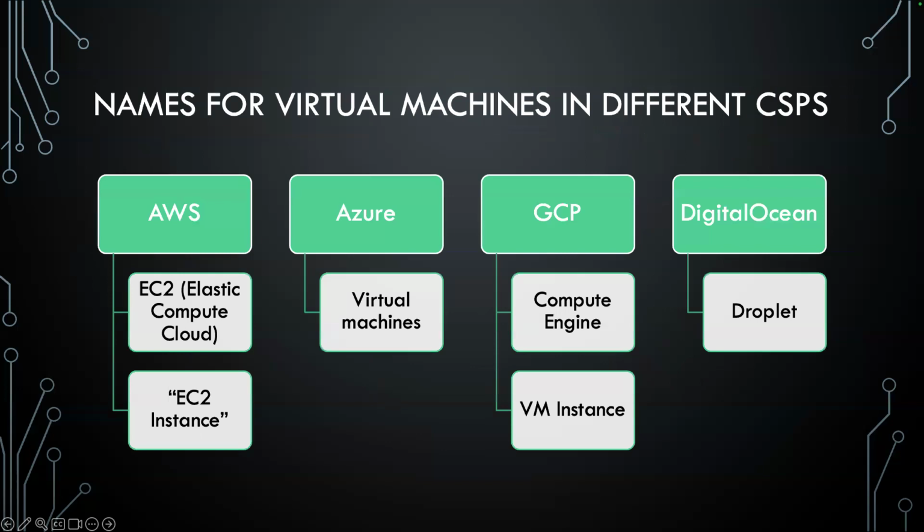Cool. So we have different names for virtual machines in different clouds. For AWS, we talk about EC2. If you heard about EC2, that's Elastic Cloud Compute, and that's the AWS virtual machine world. We call these EC2 instances. For Azure, we call them virtual machines. For GCP, there's the compute engine, and we call these VM instances. And then for DigitalOcean, we call them droplets. I don't know, because we have to be special.